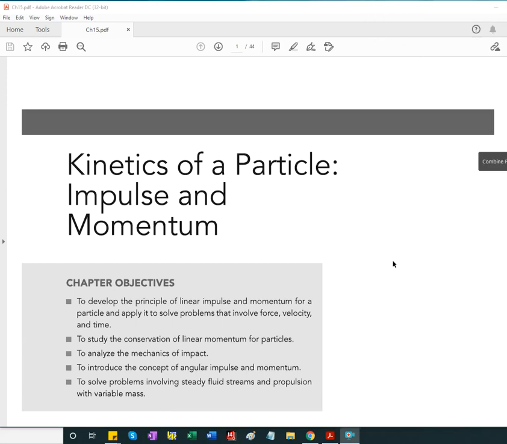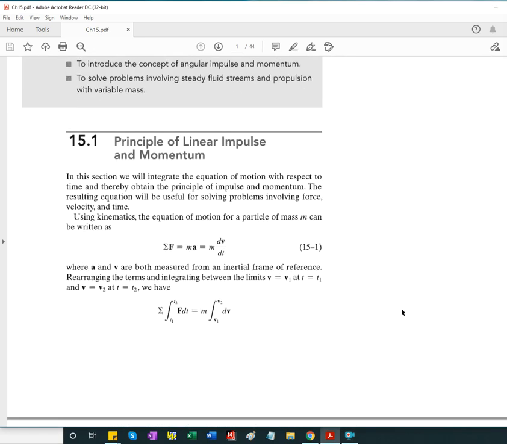I'm going to cover quickly the theory on this chapter 15, kinetics of a particle, impulse, and momentum. He again says kinetics of a particle, but you will see we're talking about most cases of more than just one particle. The impulse and momentum approach allows us to solve problems where force, velocity, and time are given. Power and energy, you saw we have force, velocity, and displacement.